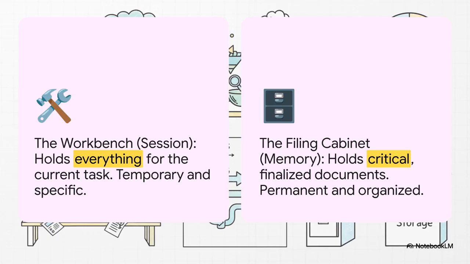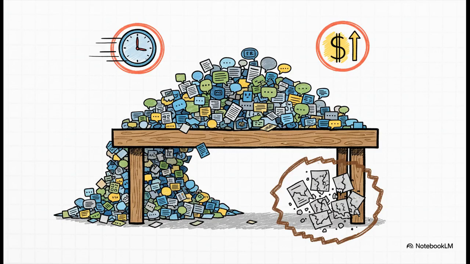But when you're done, you don't save the entire cluttered workbench. Of course not. You clean it up and you file away the really important documents. That clean, organized filing cabinet, now that's memory. But here's the catch with only using a workbench. As your conversation goes on and on, that context window gets super crowded. And that's a problem. It leads to higher costs, much slower responses, and this thing called context rot, where the AI literally gets confused and loses track of what's important in all that noise.